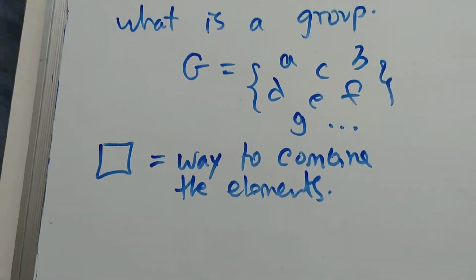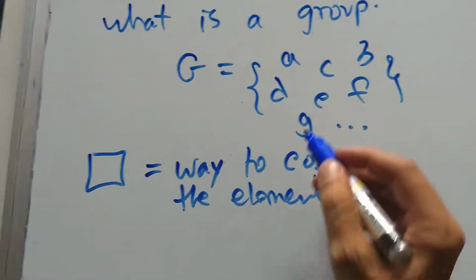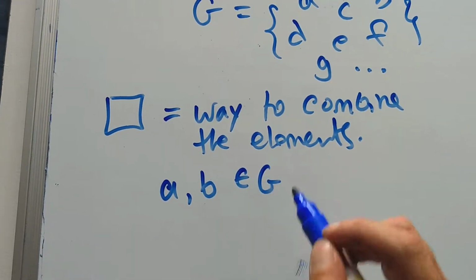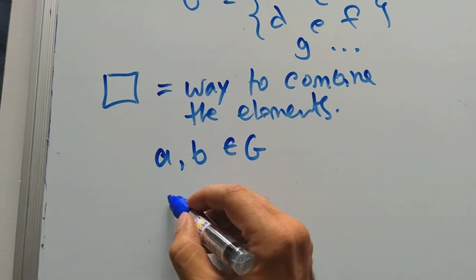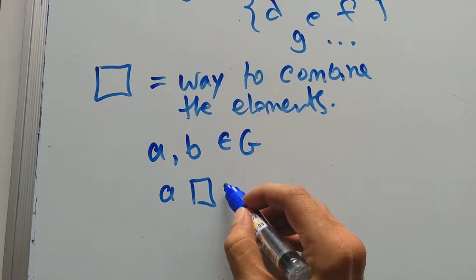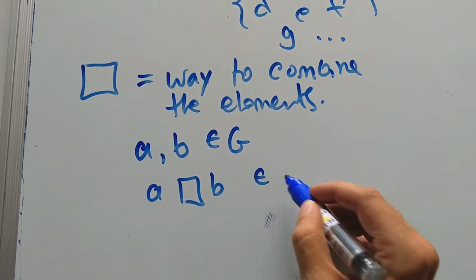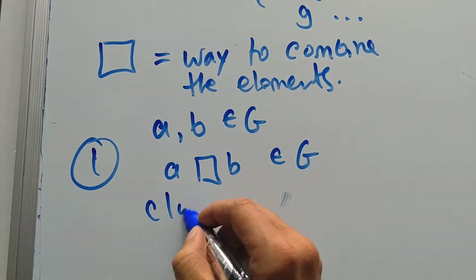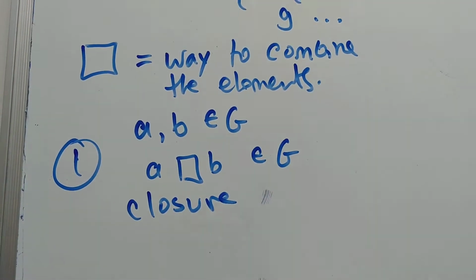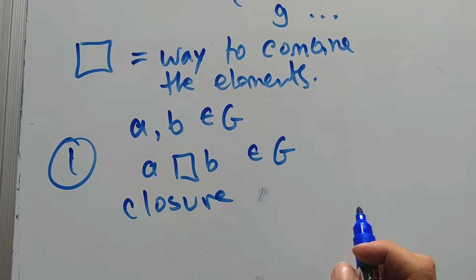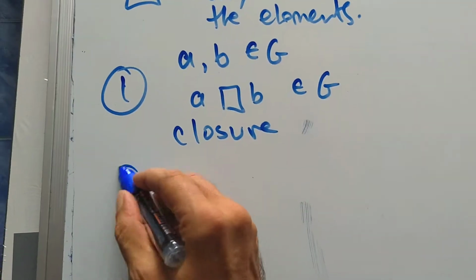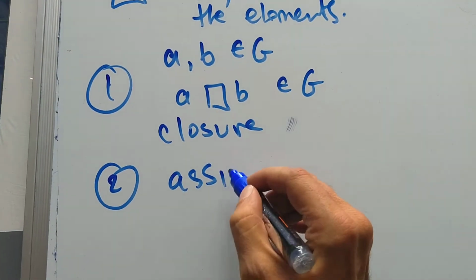It's a set of elements and a way to combine the elements. So I can take, let's say, two elements A and B from G, and I can combine them like this, A combined with B. And this is going to also be in G. This is my first property. It's called closure. So if I take two elements of G, I can combine them, and I'll get another element of G.